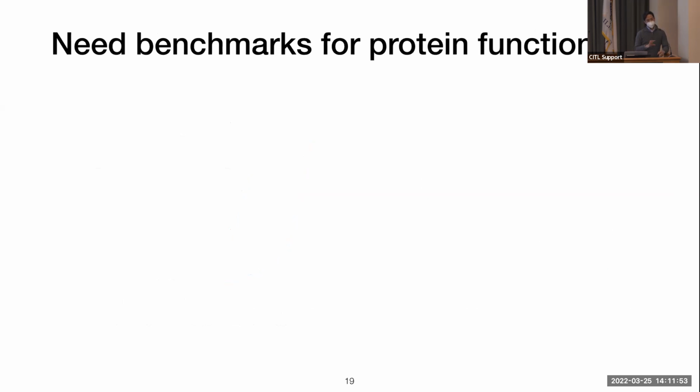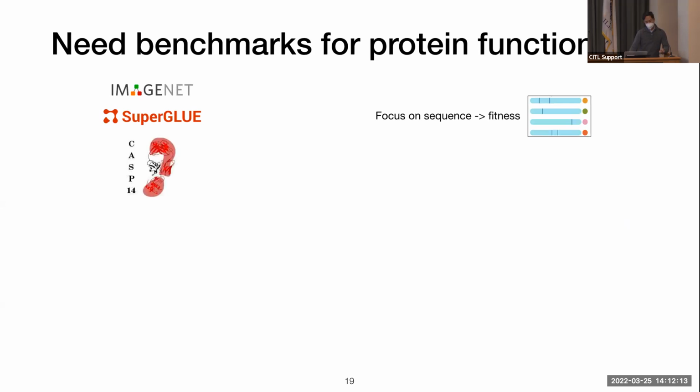But what we really care about is, can I use this for protein engineering? And in other fields, like image processing or natural language processing, machine learning progress has really been driven by benchmarks. And that's true actually in the protein world too for structure prediction with CASP. And what I care about is predicting fitness from sequence. And what I mean by fitness is the ability of a protein to do something that an engineer cares about. And it's going to be a quantitative measure usually.